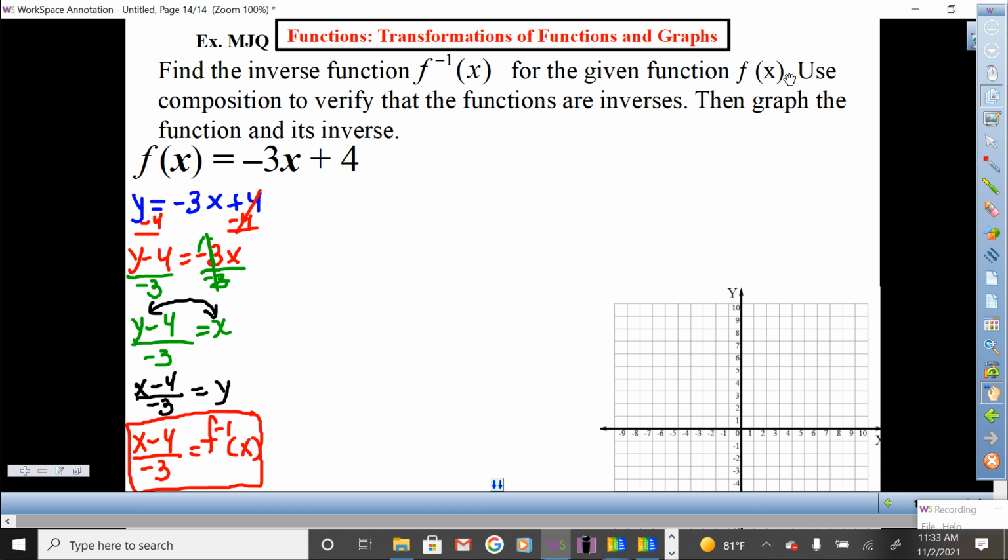Anyways, so, are we done? No, that's only the first part. What's the next part? Use composition to verify that the functions are inverses. You're like, oh snap, what does that mean? Check. All those words just mean to check. So let me show you really quick before I jump straight into that.